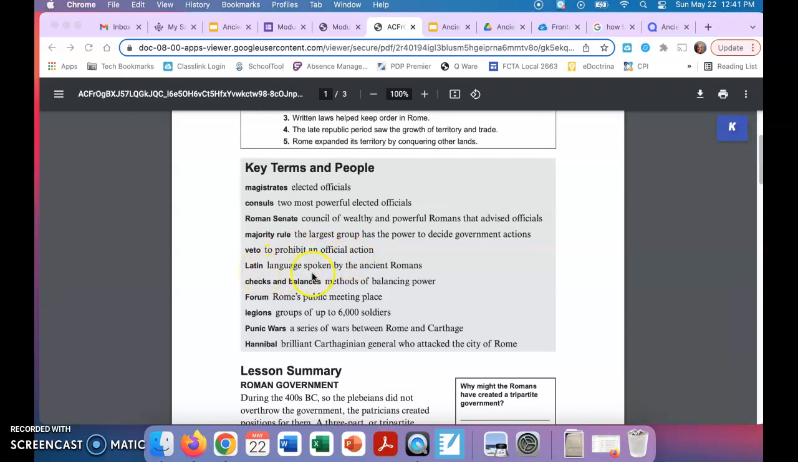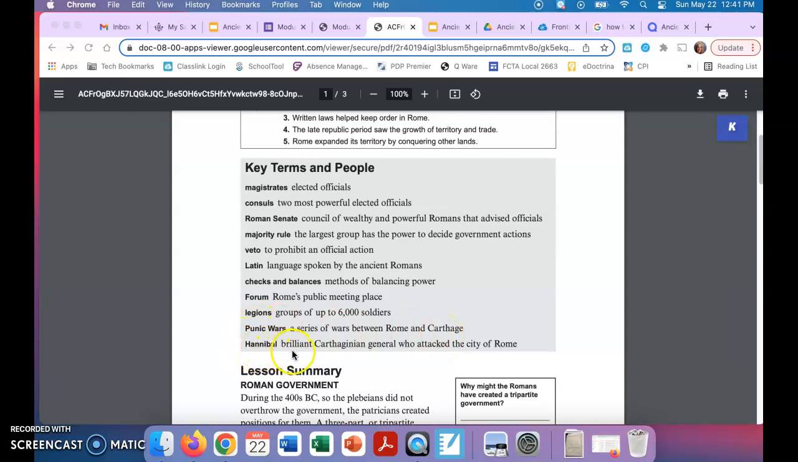Latin. Language spoken by the ancient Romans. Checks and balances. Methods of balancing power. Forum. Rome's public meeting place. Legions, groups of up to 6,000 soldiers. Punic Wars are a series of wars between Rome and Carthage. There are three of these.